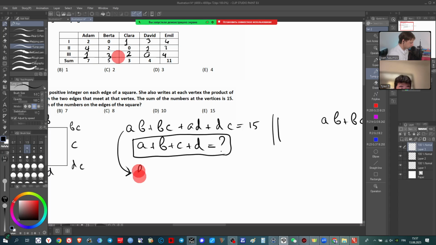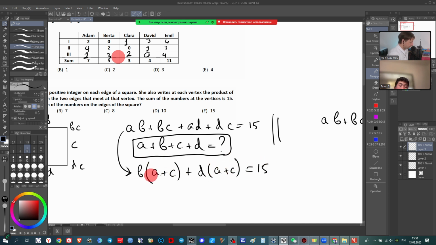B, and what's AB plus BC? A plus C, okay. And here, the next two, AD plus DC. What should I write here? D, parentheses, A plus C. Great. And all of that equals 15.